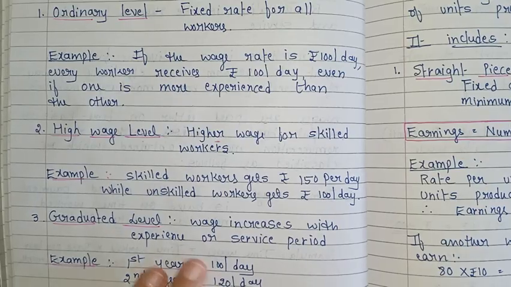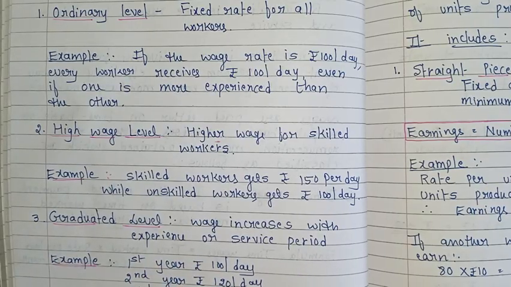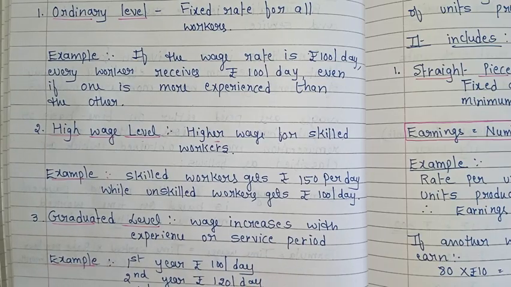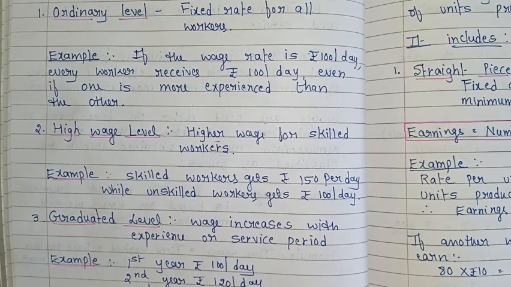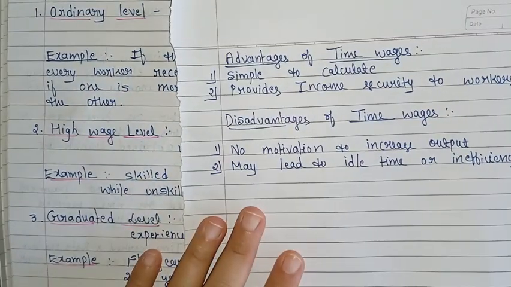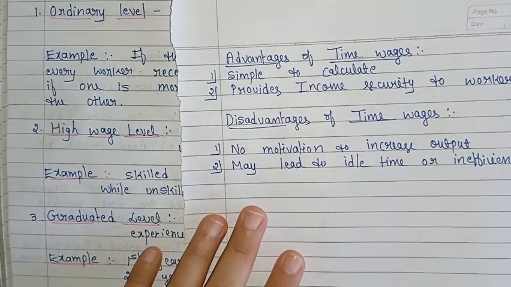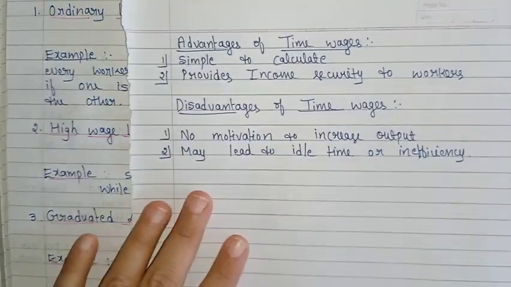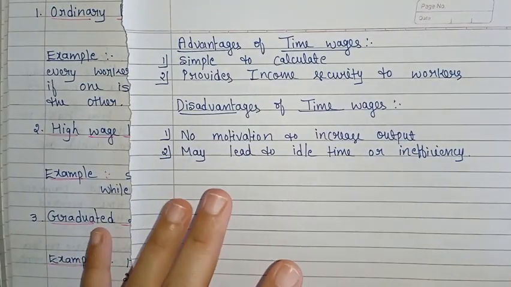So in time wages you need to remember, output is not considered, only the time worked is taken into account. Okay, this is about time wages. So now let's see the advantages of time wages. What are the advantages of time wages? It is simple to calculate, right?